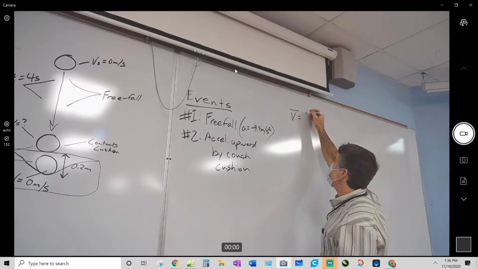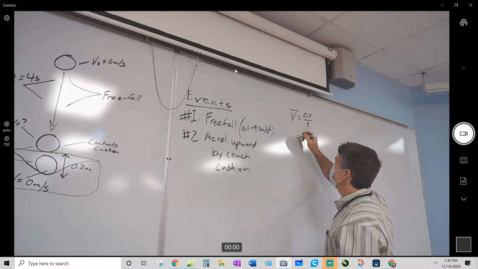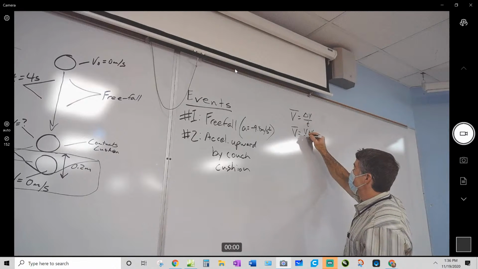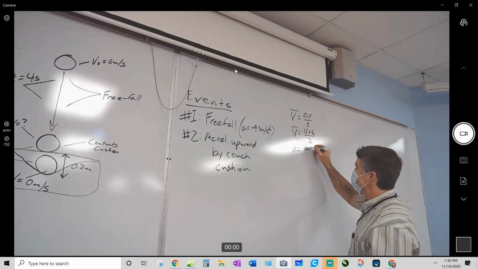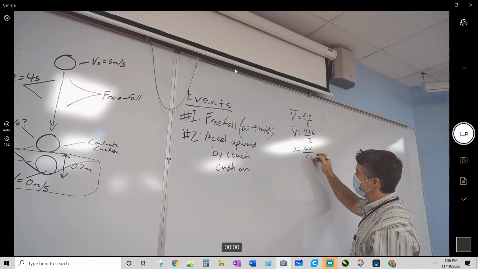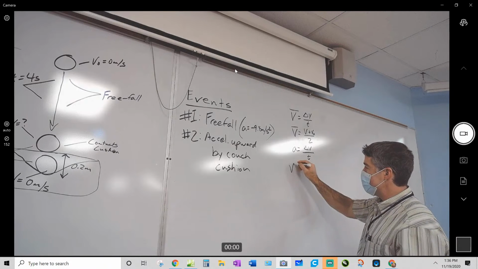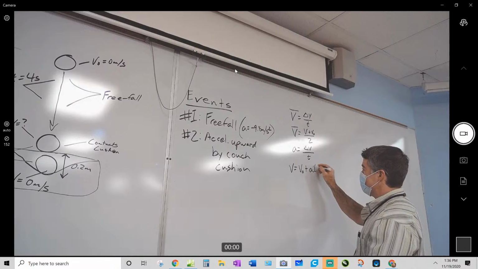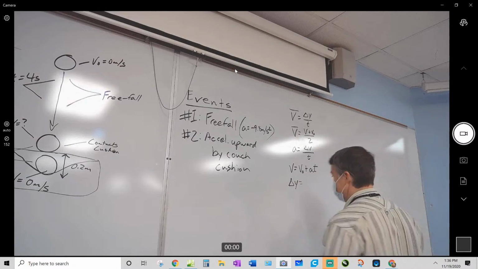Average velocity, in this case, would be delta y over t. Average velocity is also v plus v0 over 2. Acceleration is delta v over delta t. I'm just going to call it over t. Then there's velocity. Final velocity equals v0 plus at. There's displacement, delta y.